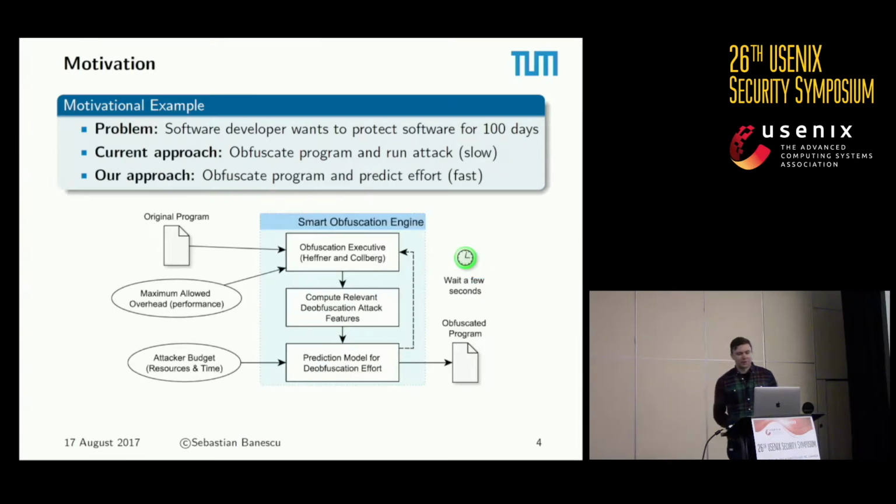Therefore, we propose a faster approach, which builds on top of the obfuscation executive, and we say that based on the obfuscated program features, we can predict the time necessary for a deobfuscation attack. And this loop from the prediction to the obfuscation executive is much shorter than it would be to actually execute the attack and wait for 100 days or so.